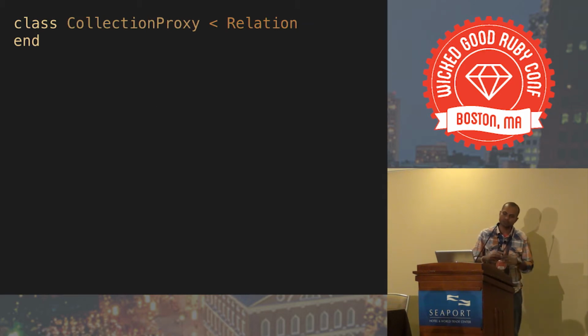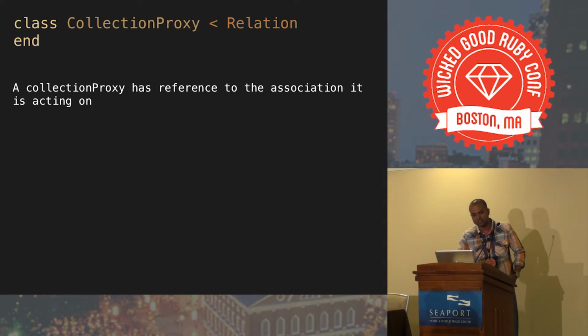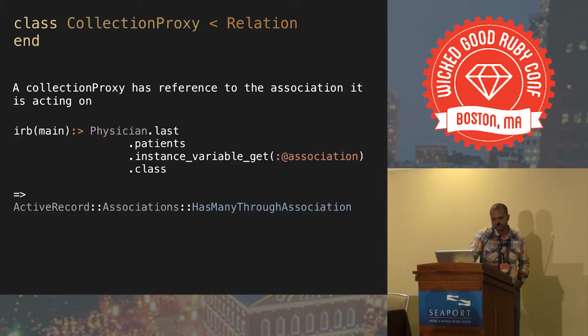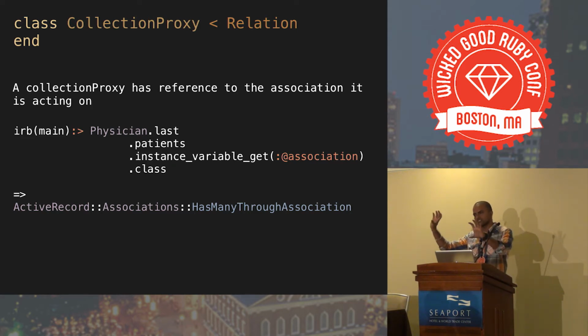And collection proxy is a subclass of relation which is holding a collection, and in order to hold the collection information, it has to know a lot about associations. So it also holds on to the association it is acting on. For example, in this case, I did physician.class.patients instance_variable_get association, and that association is a has_many through association. So collection proxy holds on to the association, and in this case it happens to be a has_many through association. It could be a has_many association too. So right now we have two things, relation and collection proxy.